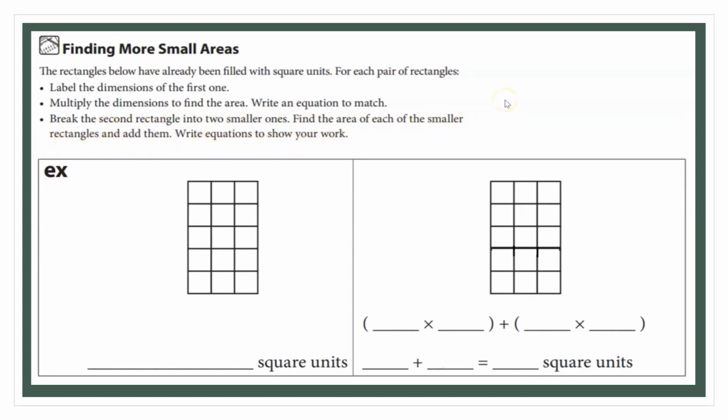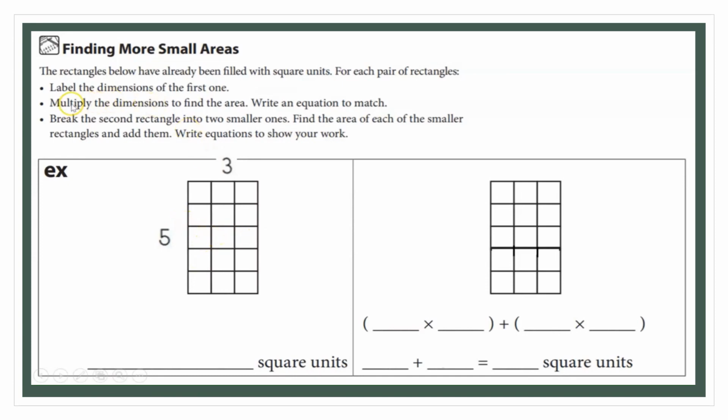So let's work through these steps together to practice what we've been talking about all this week, which is finding the area of arrays, and now using the distributive property to break arrays into smaller rectangles to help us calculate the area more easily. So we're going to start with our first bulleted item here, label the dimensions of the first rectangle. So our first rectangle has 5 rows and 3 columns.